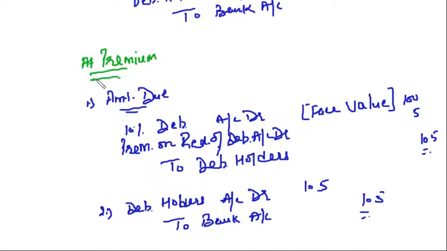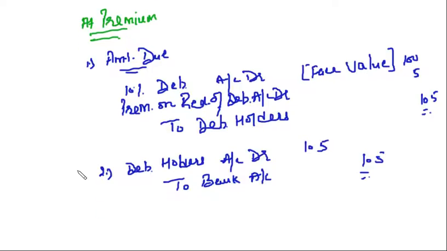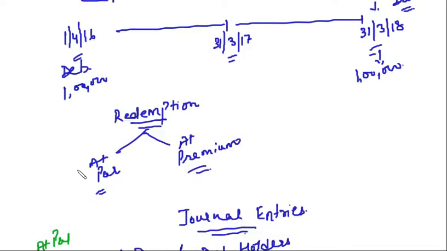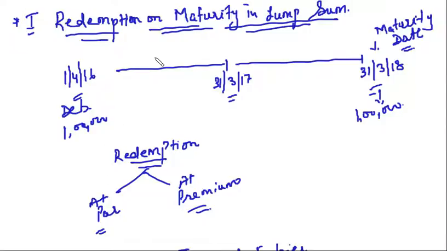If the redemption is at premium, then we have to pay the face value plus the amount of premium on redemption. For that we say 10% debentures account debit, premium on redemption of debentures account debit to debenture holders. Simple. Then debenture holders to bank 105 rupees. Clear, friends? So these are the journal entries for redemption of debentures on maturity in lump sum.